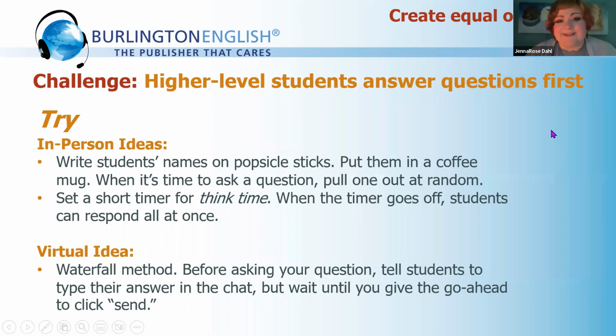All right. Another challenge that comes up a lot is that we have higher level students answering the question first. That happened a lot in my class. So here are some ideas that you can try in person.